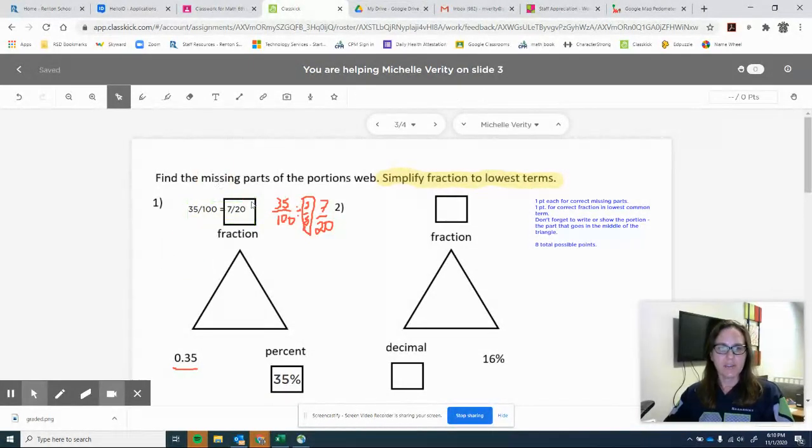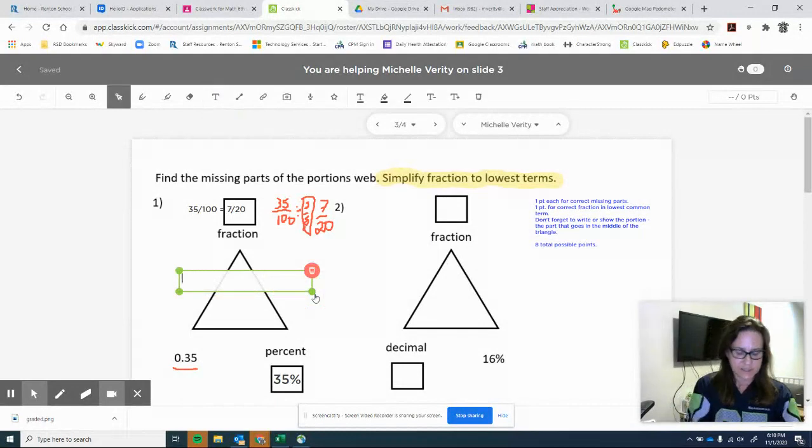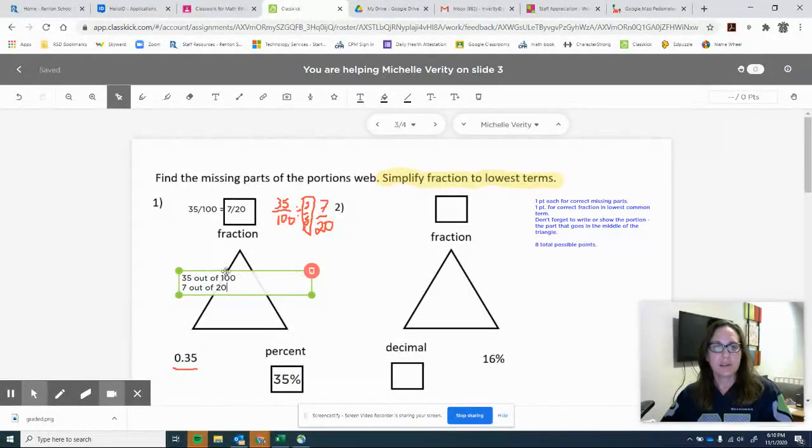So now I have it shown in its simplified version. And then for writing it, I would see something like you could either use 7 out of 20, or you could have written 35 out of 100, or you might have written 7 out of 20. Either one of those would be correct, and you would have gotten points for either one of those.